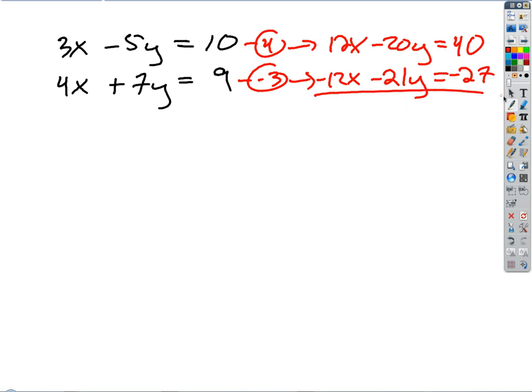Okay, it worked, right? When I add these things up, the x's go away, and so I get an answer of negative 41y equals positive 13. Yes, ma'am. Wouldn't it have been harder if you multiplied it by -4 and +3, because then you would get 41y? Oh, yeah, maybe, yeah. It's a good plan. If you can see that far ahead, that's good.